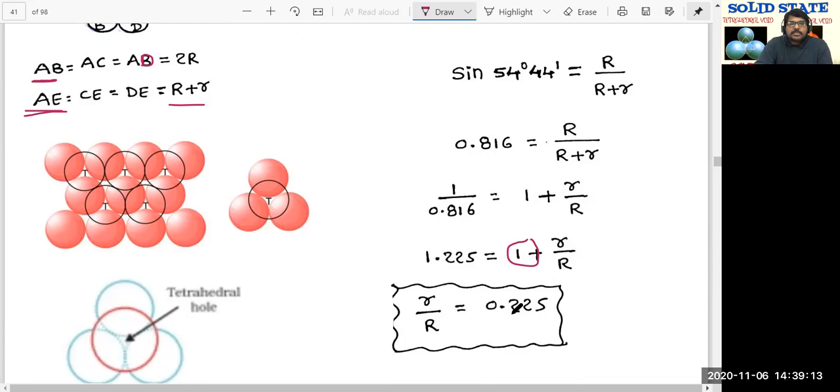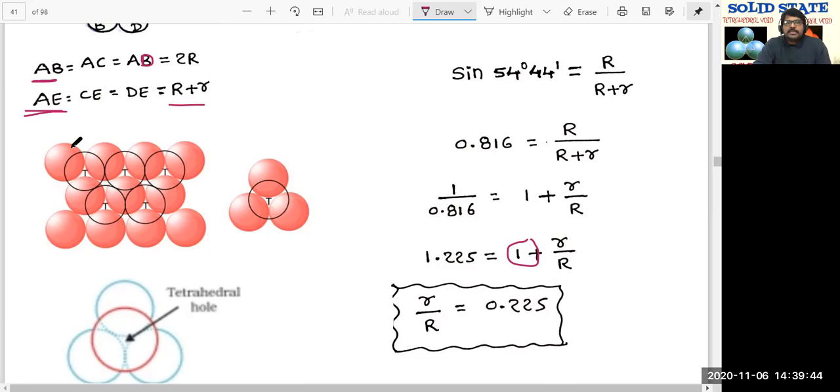So any atom, in order to fit into this tetrahedral void, its radius should be 0.225 times the radius of the sphere. In that situation, without any distortion, that atom can comfortably sit in that void. If it is more than that, what will happen in ionic solids? We will discuss that, and how to identify these tetrahedral voids.